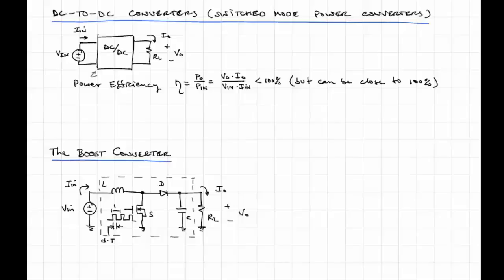And one of the really important characteristics or figures of merit for a DC to DC converter is its power efficiency. In other words, how much output power do you get for a given amount of input power? Or otherwise put, how much of every watt that goes in actually comes out and is delivered to the load. Now, of course, it's going to be less than 100%. We can't generate free energy, but it can be very close to 100%.